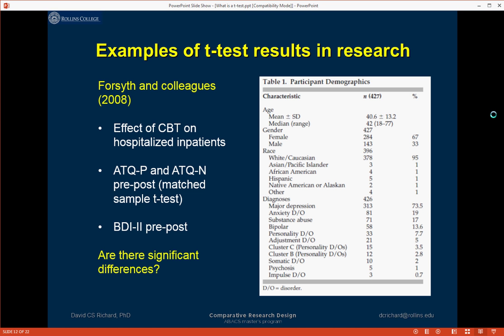Now, what's interesting in this study is that they give us a table. There's age, gender, race, and then the diagnoses that they use. And I really like how they did this here, where they broke this down by the frequency of the diagnoses. That gives you some idea of what you were looking at for these participants.